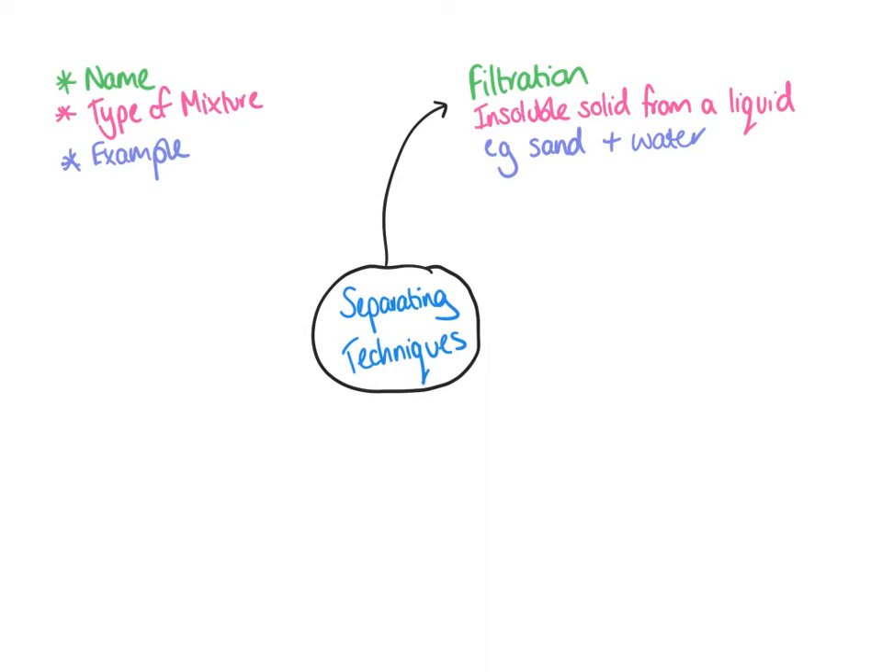So I want you to do this for the remaining separating techniques: evaporation, crystallization, separating funnel, simple distillation, fractional distillation, and chromatography. And again, you could add diagrams to this of your apparatus or a summary of the methods as well. But for each technique, the basic information that I want is the name, the type of mixture, and an example. So pause the video now and do that so that you process all that information. Make sure you understand what type of mixture it's used to separate before completing the next task.